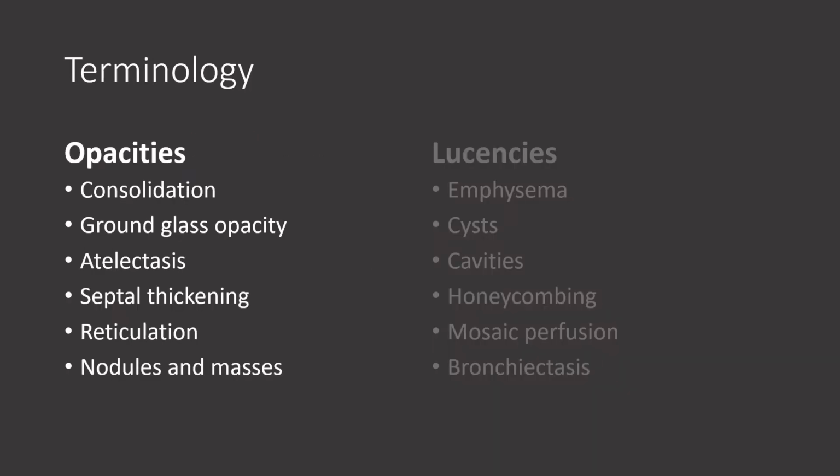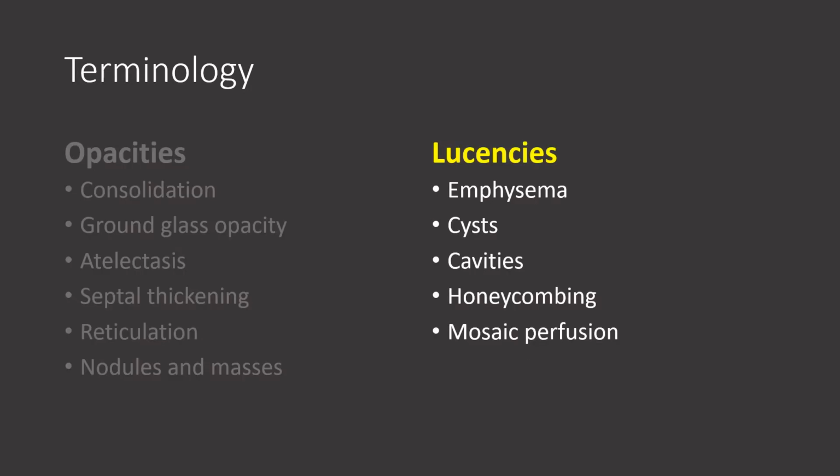So that concludes the opacities portions of this talk. We discussed consolidation, ground glass opacity, atelectasis, septal thickening, reticulation, and nodules and masses, as well as some of the differential diagnoses and signs associated with them. So let's now talk about lucencies. These are areas of dark lung that is too lucent. Lucencies that we would be discussing are emphysema, cysts, cavities, honeycombing, and mosaic perfusion.